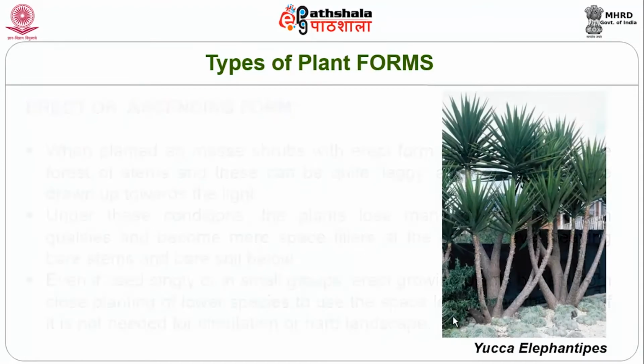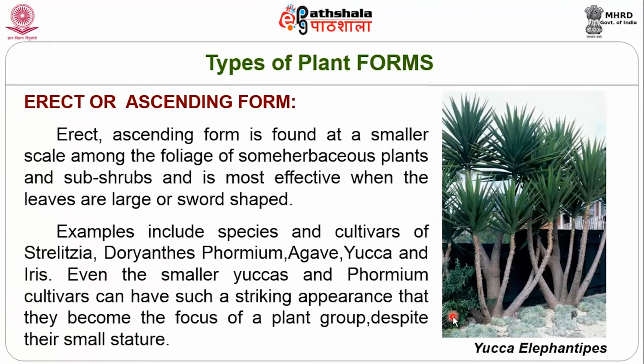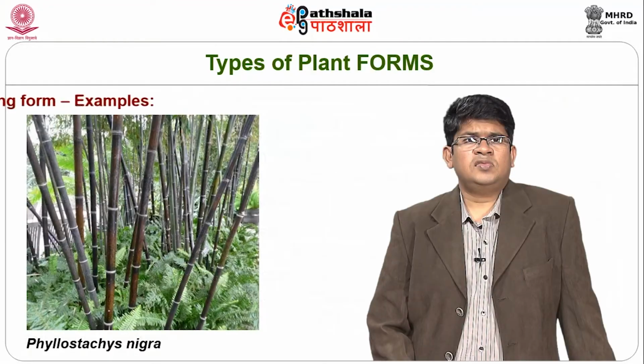Erect ascending form is found at a smaller scale among the foliage of some herbaceous plants and shrubs and is most effective when the leaves are large or sword shaped. Examples include species and cultivars of Strelitzia, Doryanthus, agave, yucca and iris. All these are examples. You can see the very strong patterns that are evolving. They have a most striking appearance, giving a very energetic look that defies gravity, and thereby these kinds of plant forms make a very interesting statement in the landscape that is being designed.